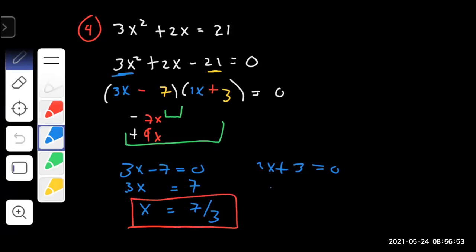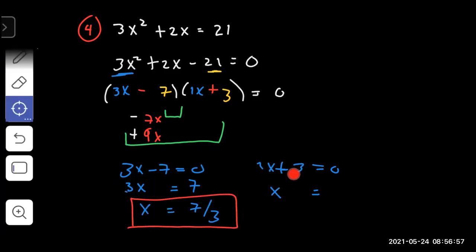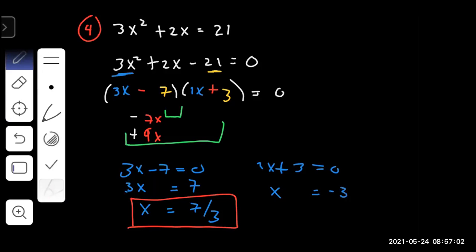And what would be the second solution, guys? 1x, I don't need to copy the x, that one. I know this is 1x. This positive 3, guys, would be -3.